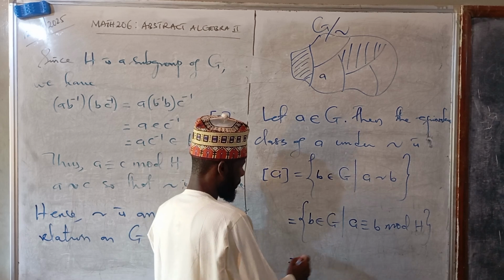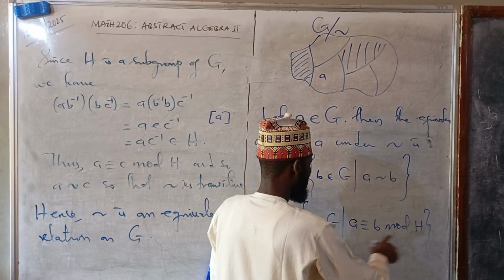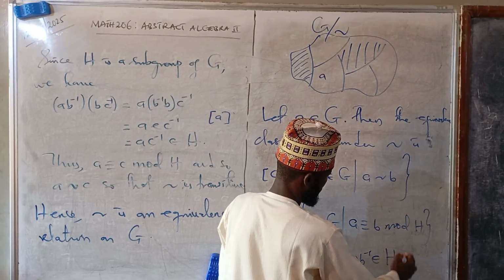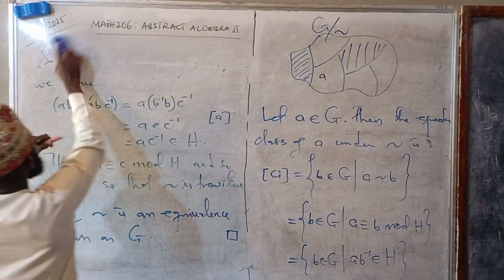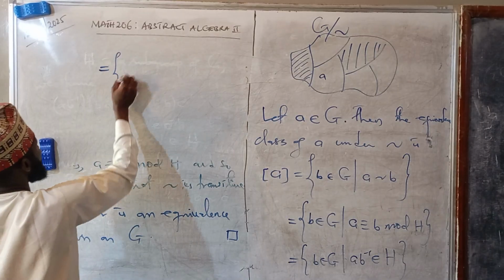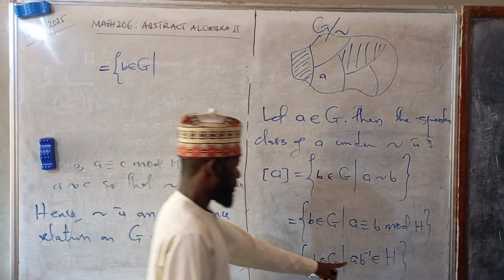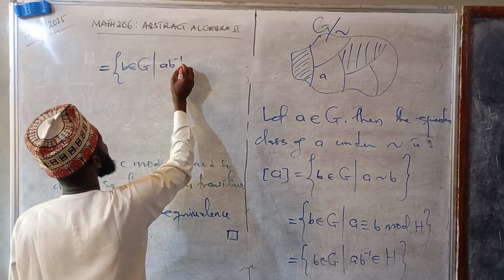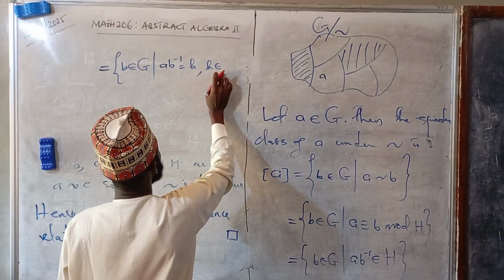And this would be the set of all B in G such that A, B inverse is in H. That is what is meant to be congruent to that. So we can still write it as the set of all B in G such that this product is in H. That means the product AB inverse is equal to some element h, where h is in H.